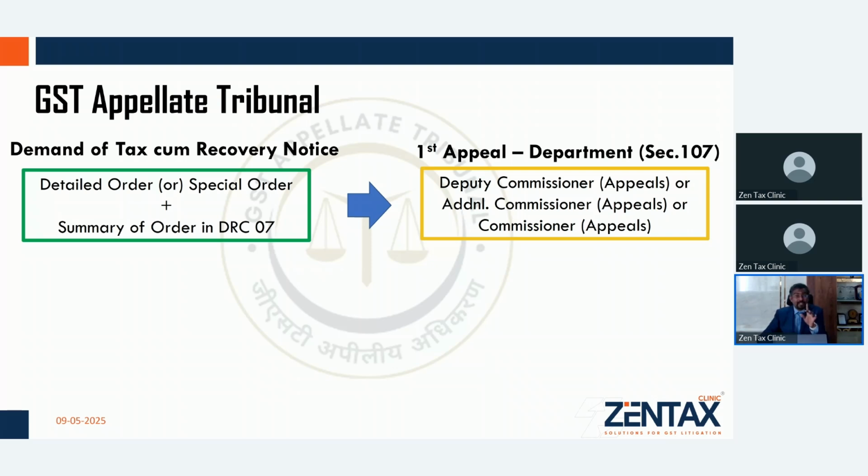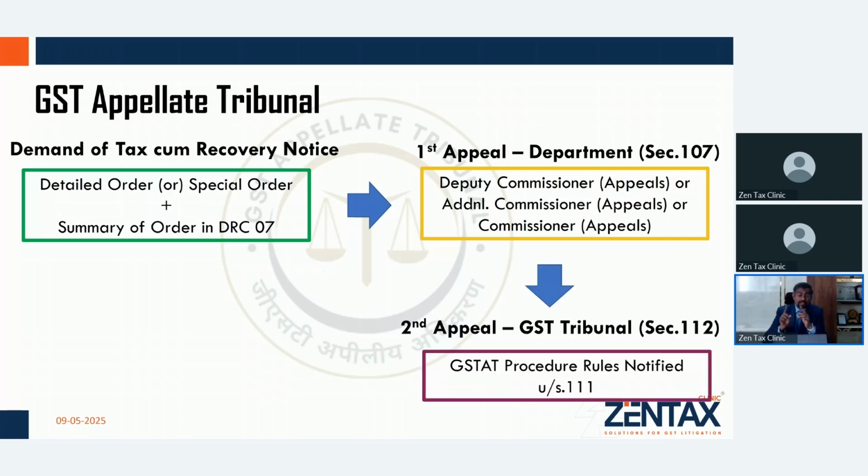The second appeal is under the provisions of section 112 of the CGST Act before the GST Appellate Tribunal, for which the procedure rules have been notified under section 111. The appeal to the GST Tribunal is under the provisions of section 112. The procedure thereon has been notified under the provisions of section 111. The significance of section 112 and section 111 I would detail during the presentation today.